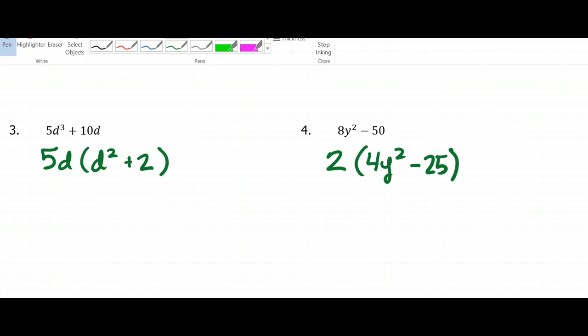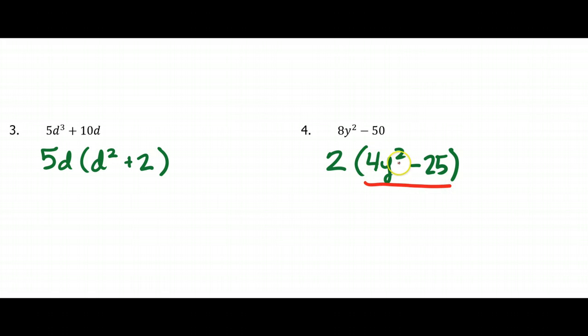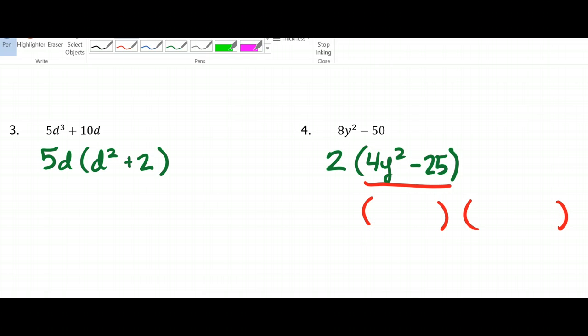And then sometimes, even after you factor a GCF, you can keep going with binomials. Notice that your leftover part here is now a difference of squares. 4y squared is a perfect square, as is 25. So that means we need to keep going and factor this part here as a difference of squares. I'm going to bring down my 2, because that's going to stay in my problem throughout.